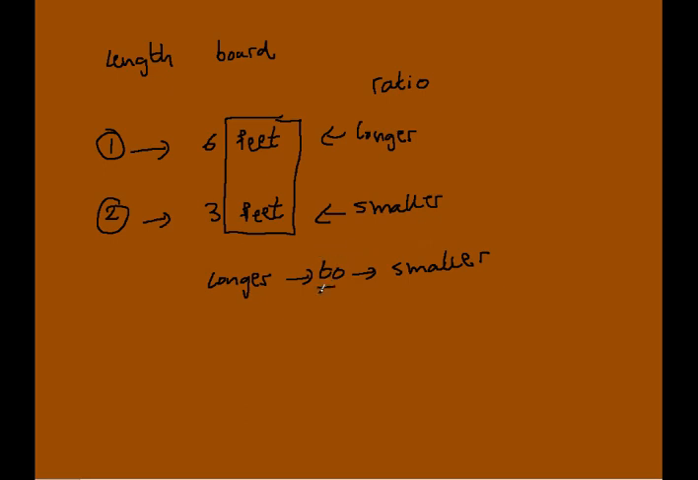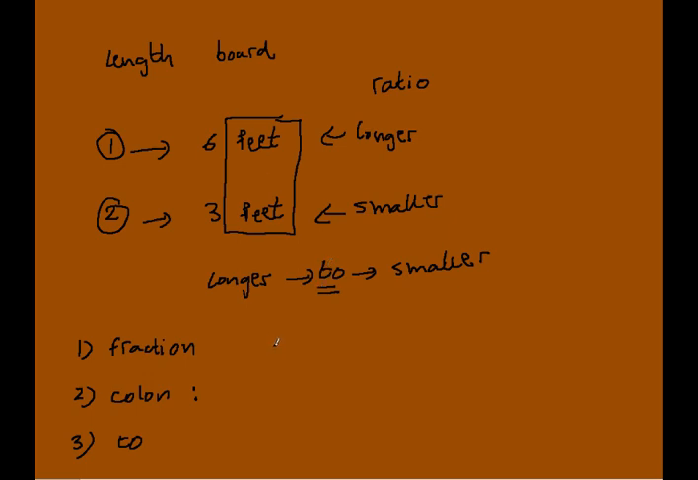Now because of that word to here, and the way to write ratios, there's three ways to write a ratio. You can write it as a fraction. You can write it by using a colon, or you can write it by using the word to. So let's look at that problem. They want you to write the ratio of longer to smaller board.